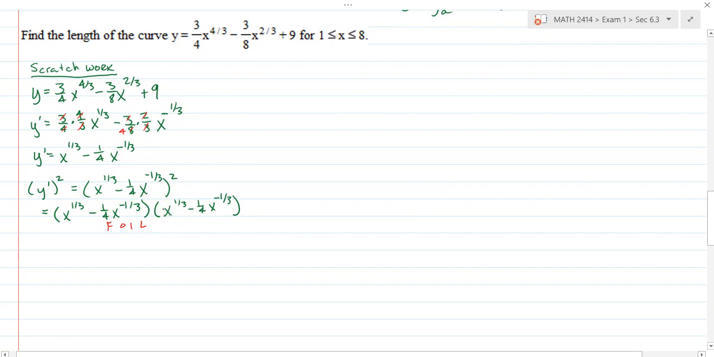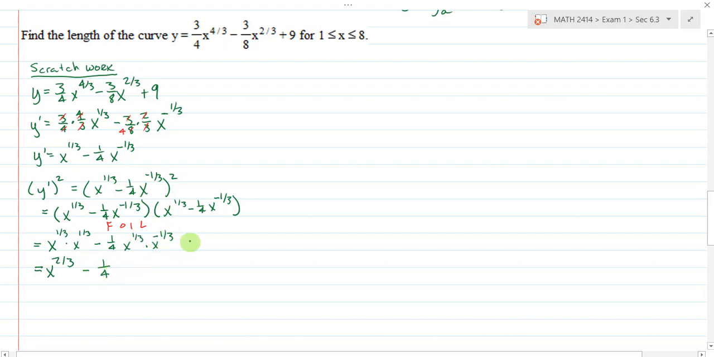So x to the 1/3 times x to the 1/3 is going to be what? When you multiply with the common base, you add the exponents. So that's x to the 1/3 times x to the 1/3, x to the 2/3. And then when we multiply the outside terms, that's going to give us minus 1/4 x to the 1/3 times x to the minus 1/3. When you multiply with the common base, you add the exponents. 1/3 minus 1/3 is 0. x to the 0 is what? 1. So that's just 1 times 1/4.